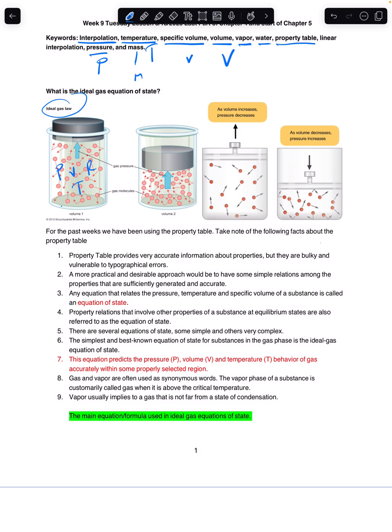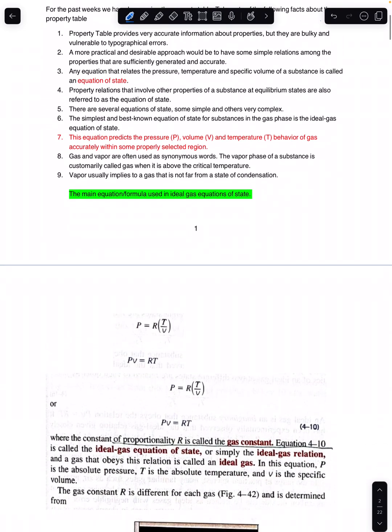So the equation of state can be written in this form: pressure times specific volume is equal to what? Is equal to the ideal gas constant times T. So this is what we call the ideal gas equation, and that equation is what you are going to see. And these are the different forms in which the equation can be written.